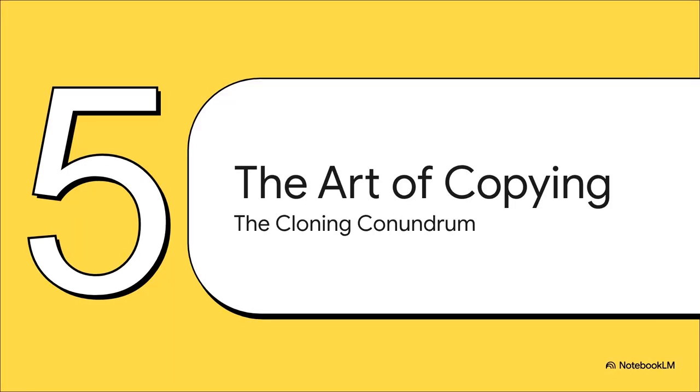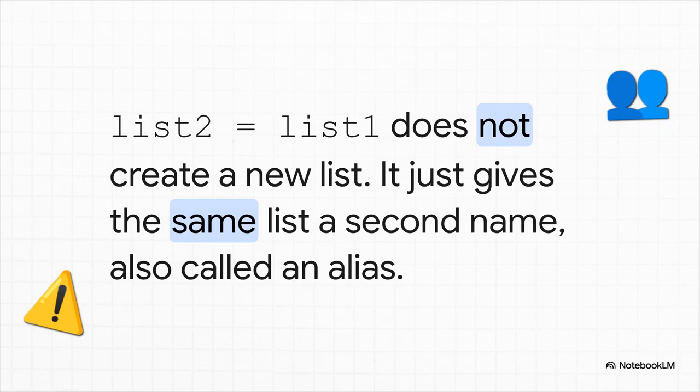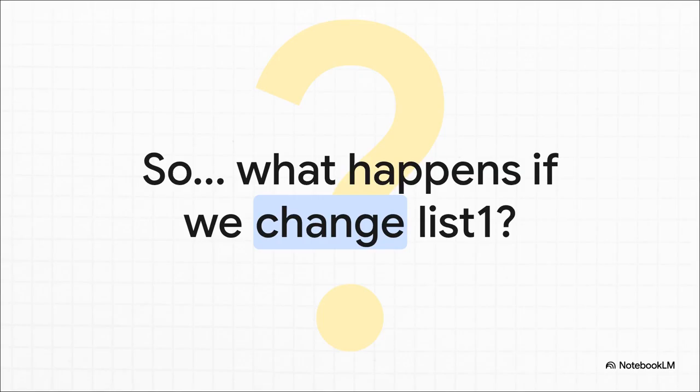All right, let's talk about one last thing. And this is a big one because it trips up pretty much everyone when they're starting out. We need to talk about how to properly make a copy of a list. I call it the cloning conundrum. So you might logically think that to copy a list, you just do this. List 2 equals list 1. But watch out, this is a trap. This does not create a second toolbox. What it actually does is just put a second name tag on the exact same toolbox. So now you've got 2 names, list 1 and list 2, that both point to the very same list in memory.